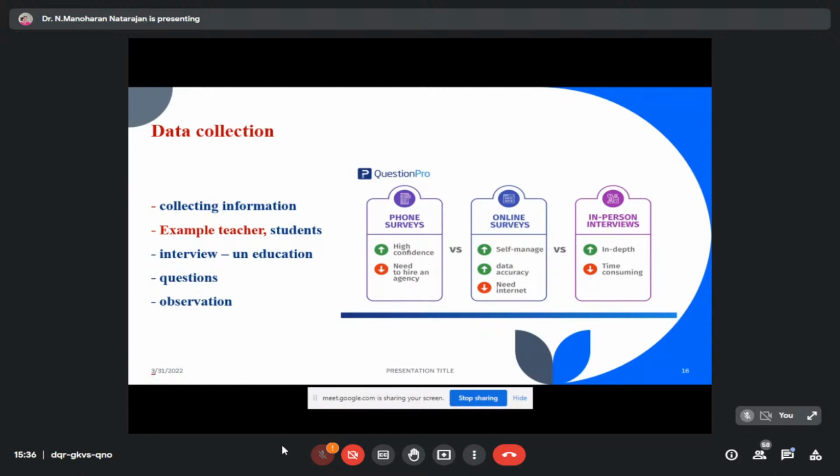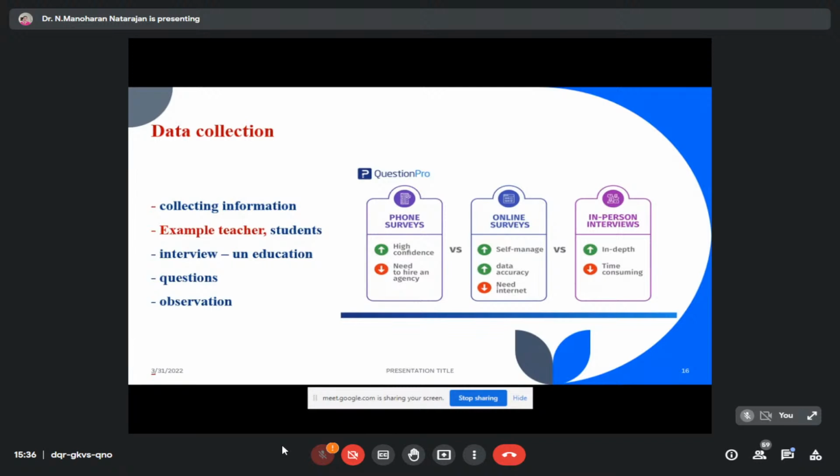We have to hire agencies and pay something, so that they will have a call center. Like that, they will have a structure. They will employ some 20 to 30 people every day. They will call 100 to 500 people, then get the data, then give it to us. That is high-confidence data, with agencies as the disadvantage.